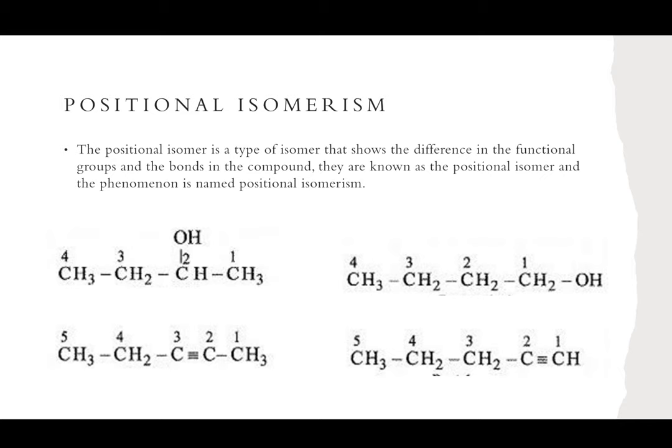The positional isomer is a type of isomer that shows the difference in the functional group and the bonds in the compound. They are known as positional isomers, and the phenomenon is named positional isomerism. So we change the position of the functional group on the molecule. So here we have two different things, right?